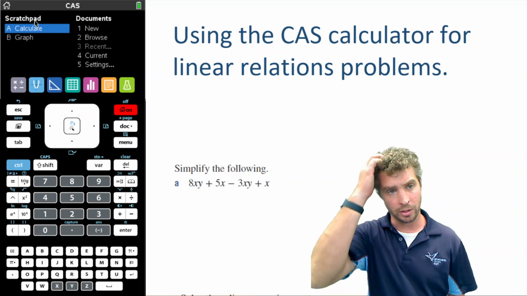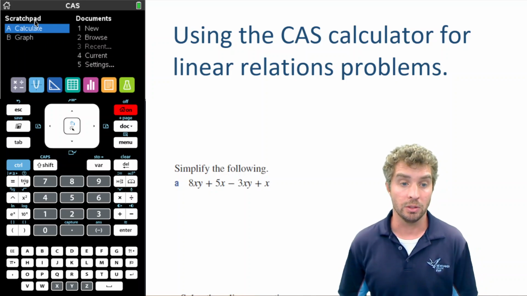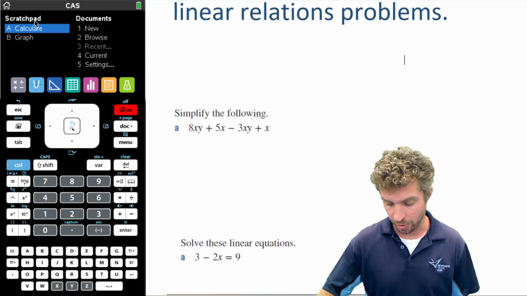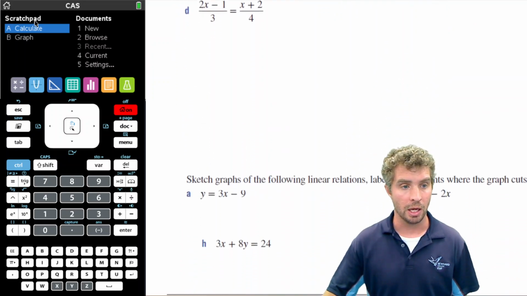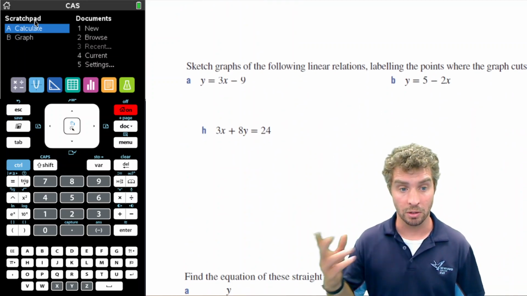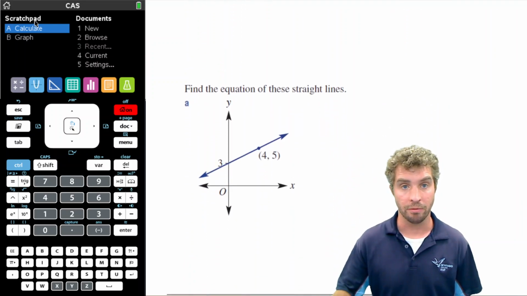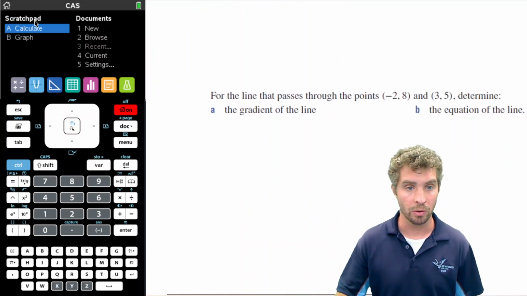And as you can see, we are talking about linear relations problems and using the CAS calculator to solve those linear relations problems. So just a bit of a preview: things like simplifying expressions, solving equations, sketching graphs of linear relations, so straight lines with the kinds of equations you see here, and then finding the equations of given lines, gradient or finding the equation.